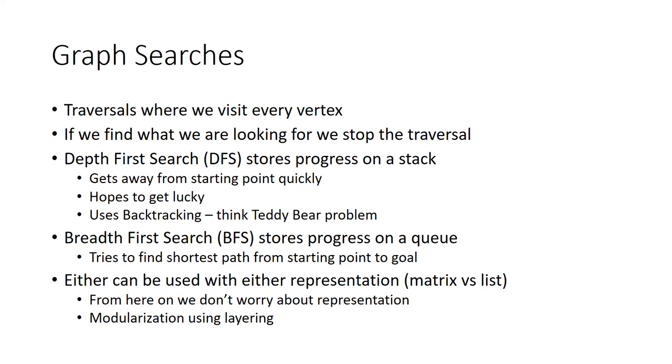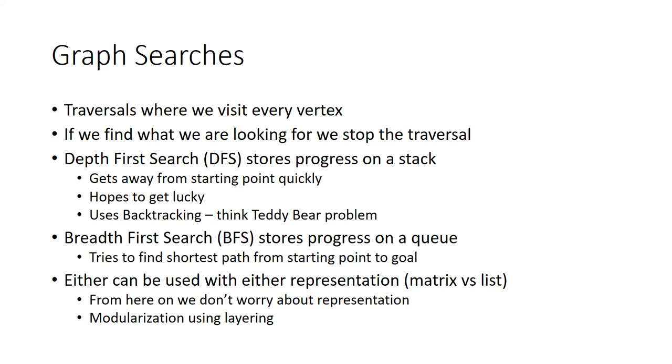So we have two types of searches. We have a depth-first search, and that stores its progress through the graph on a stack. It tries to get away from its starting point very quickly, and it hopes to get lucky. And it uses backtracking to make sure it covers everything. Think back to the teddy bear problem. We're trying to design the thing so that it would check all the possible paths, and that's what a depth-first search will do as well.